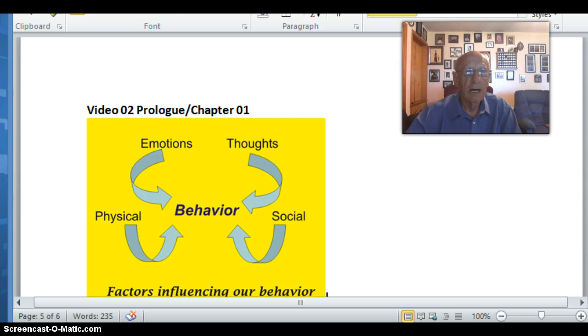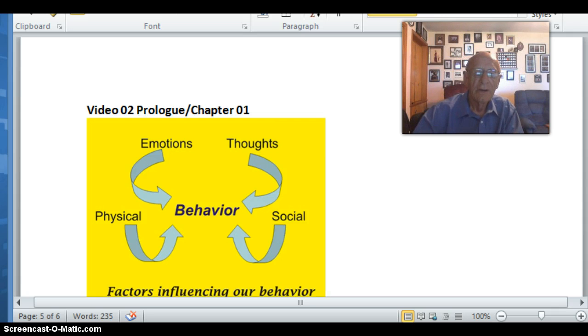Okay, on chapter 1, no quiz. We will have a few questions and assignments, but in tests and quizzes, there's no quiz over chapter 1. Instead, what we're looking at here is some of the influences of behavior. And we could go through this here, and we can make an entire course out of what you see there in the yellow, but we're not.